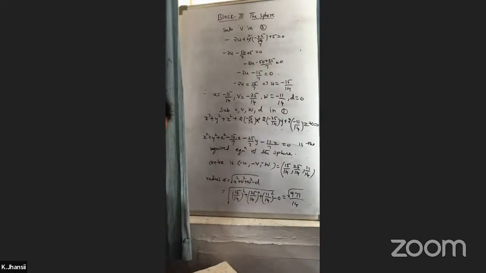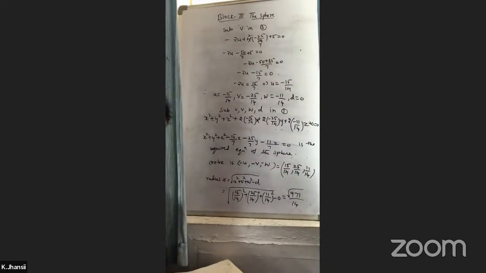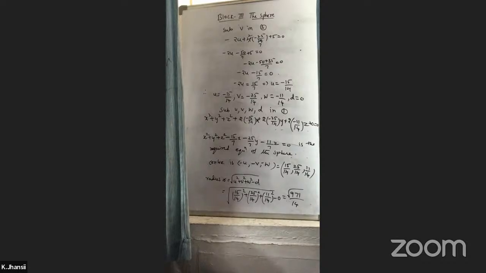So you have many problems in your textbook. So try to solve those problems. One problem you will have in which 2 points will be given. Here directly 4 points are given. Whenever 4 points are given, you just pass those 4 points through the equation of the sphere.